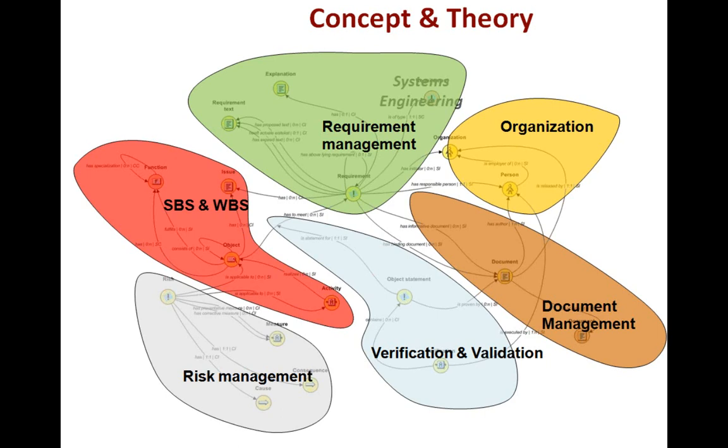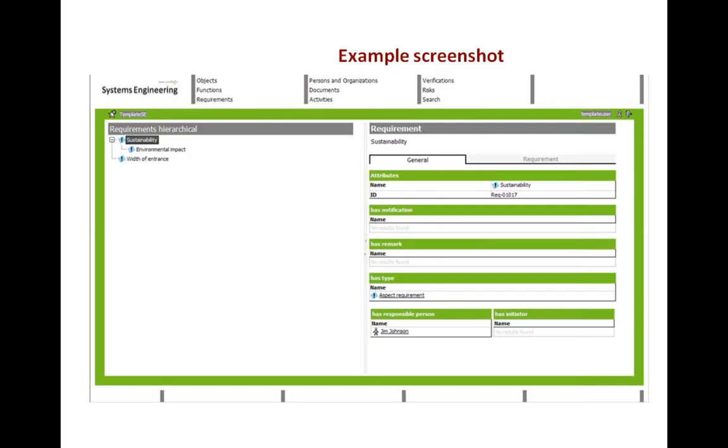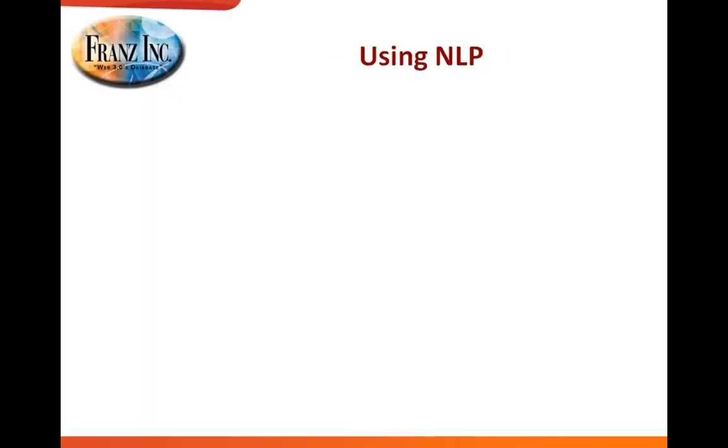And here's a screenshot of this wiki structure that we use. For example, the wiki for a requirement that you then can link, say, to an organization or to a person. So a very handy way, but kind of time-consuming to do that. So it would be better if you could use NLP.